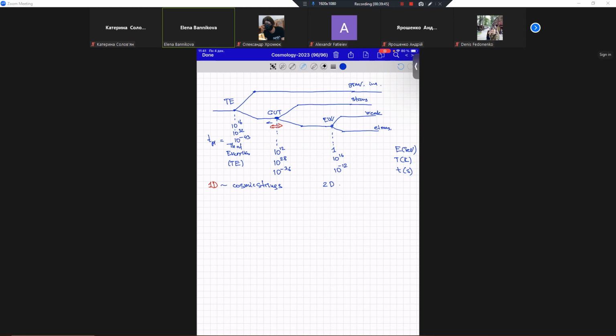Two-dimensional defects are domain walls. And 0-dimensional, so it means a point, this can be magnetic monopoles. So some theory predicted that such defects should appear. And if we observe them, it means that this theory is right, so we can use it, even though we can't directly make an experiment for such energy. So in this case, cosmology is really important to build the fundamental physical theories.